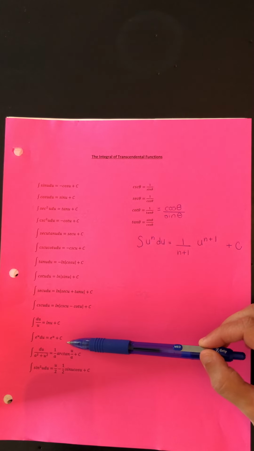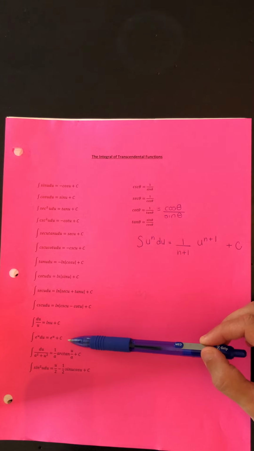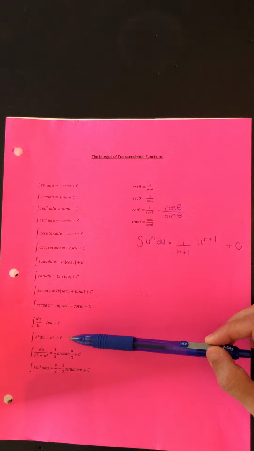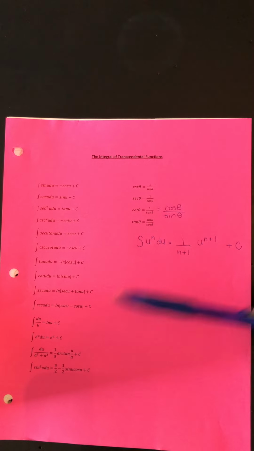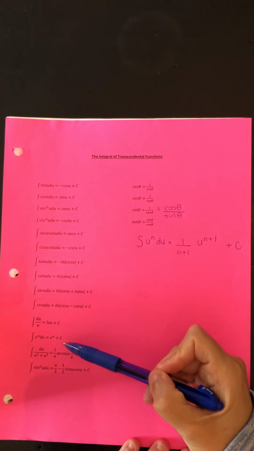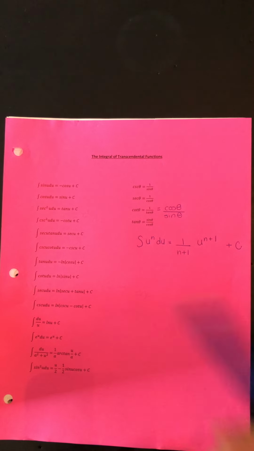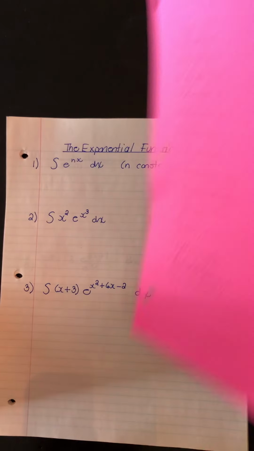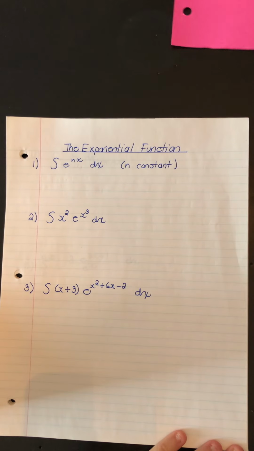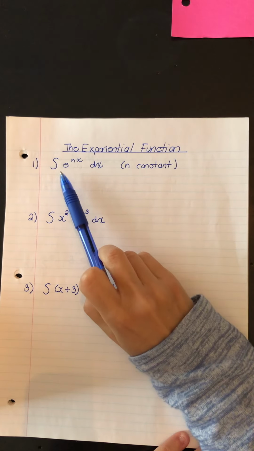In your differential calculus class, you learned that the derivative of e to the u was e to the u. So if you had e to the 5x, its derivative would be 5 times e to the 5x. So the rule for the integral is similar, but with one notable difference. So let's have a look. Okay, we're gonna start here with this problem.